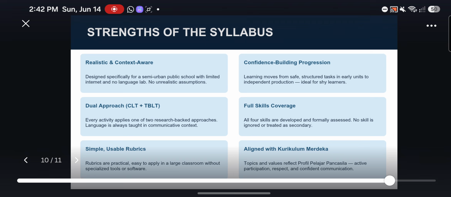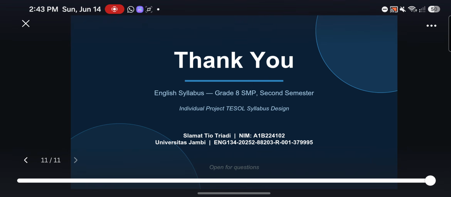Fifth is rubrics are simple and usable. A teacher with 30 plus students can apply them quickly and fairly. The sixth, the syllabus is aligned with Kurikulum Merdeka, reflecting Profil Pelajar Pancasila values throughout. And next is closing.